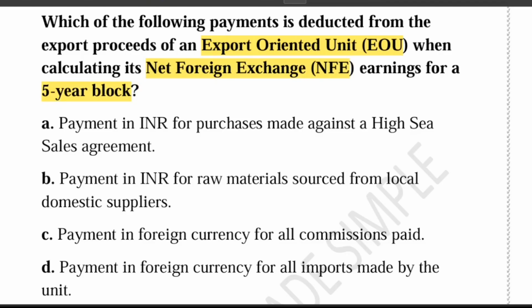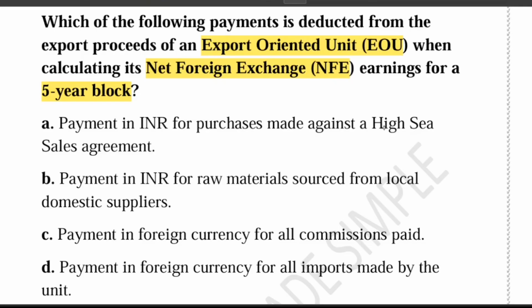The options they have given: Option A, payment in INR for purchases made against a high sea sale agreement. Option B, payment in INR for raw material sourced from a local domestic supplier. Option C, payment in foreign currency for all the commission paid. Option D, payment in foreign currency for all the imports made by the unit. These are the 4 options provided. Now you have to select the correct one. So first of all, let's clarify our basics.